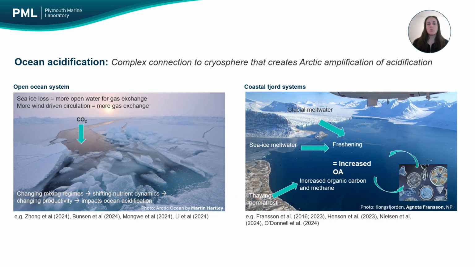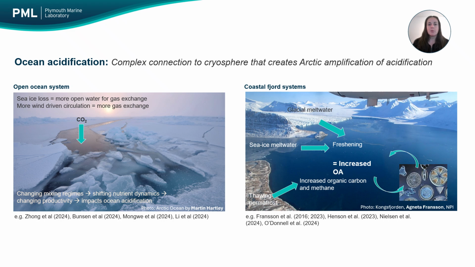Now, why is that? Well, it's because of a complex connection to the cryosphere that essentially creates Arctic amplification of acidification. I'm sure many people are familiar with the idea of amplification in terms of warming in the Arctic, whereby you get feedbacks, changes in albedo, etc. Acidification is essentially the same in the Arctic Ocean in that there are many feedback systems going on that can amplify acidification in that region.